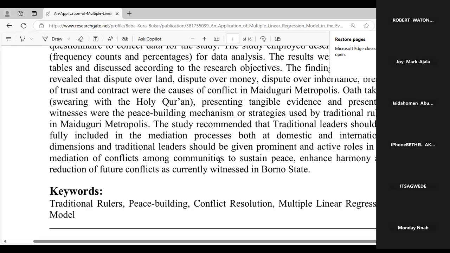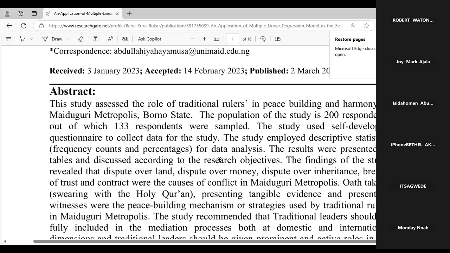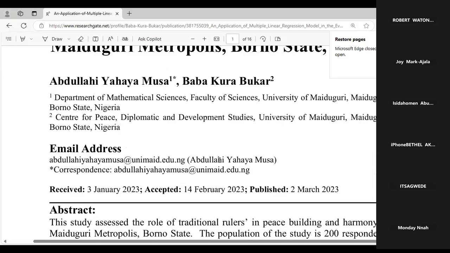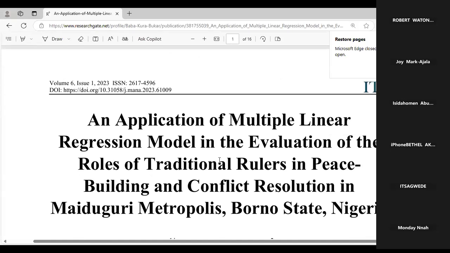If I read your abstract and this abstract, for example, is like this, I'm not reading anything again. How can the title be screaming application of multiple regression model in evaluation? Who published this kind of stuff? Who is the journal? Where is the journal? My goodness, this is bad.